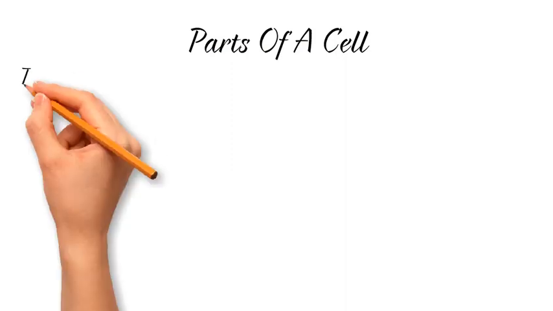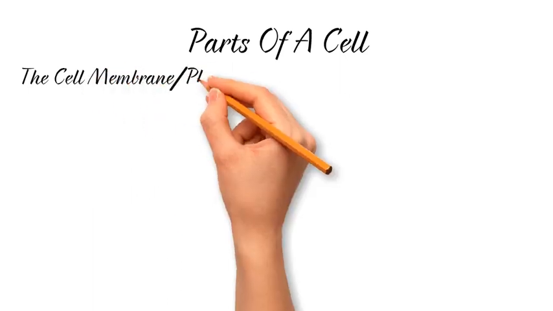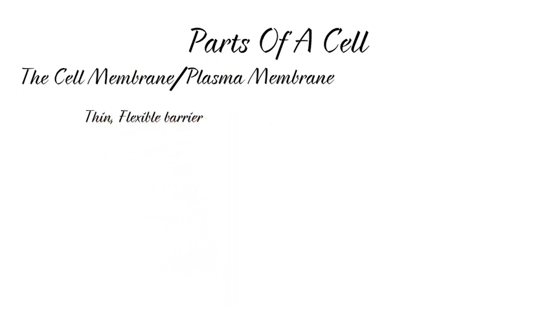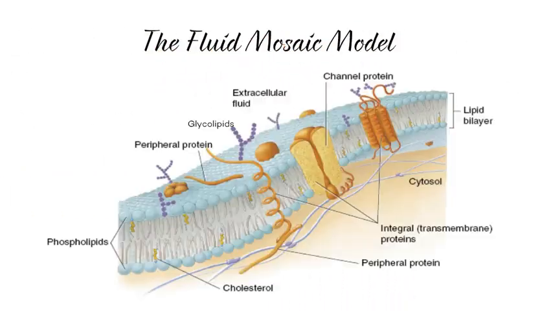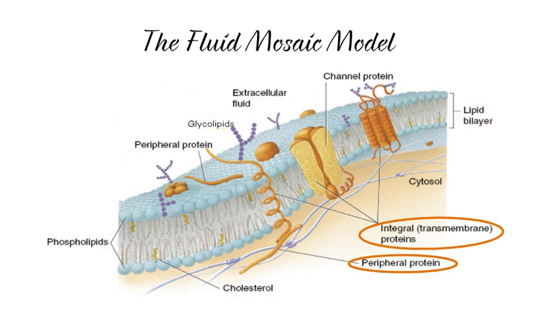The first we're going to look at is the cell membrane. The cell membrane, also known as the plasma membrane, is a thin, flexible barrier that surrounds the cell. It controls what enters and exits the cell. According to the fluid mosaic model, the plasma membrane is a lipid bilayer consisting of phospholipids, glycolipids, cholesterol, and some membrane proteins. The membrane proteins are either integral or peripheral.